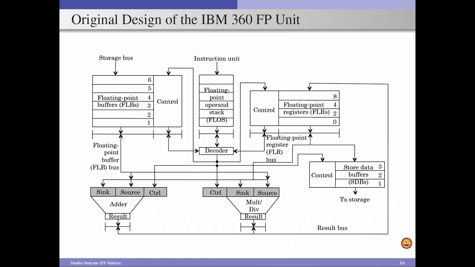So the original design of the IBM 360 floating point unit is like this. It consists of two floating point units. One is a floating point adder, the other one is a floating point multiply and divide unit, and it consists of a set of register files. So one is FLB, floating point buffers, the other one is the floating point registers, FLR, and the third one is the store data buffers, SDB.